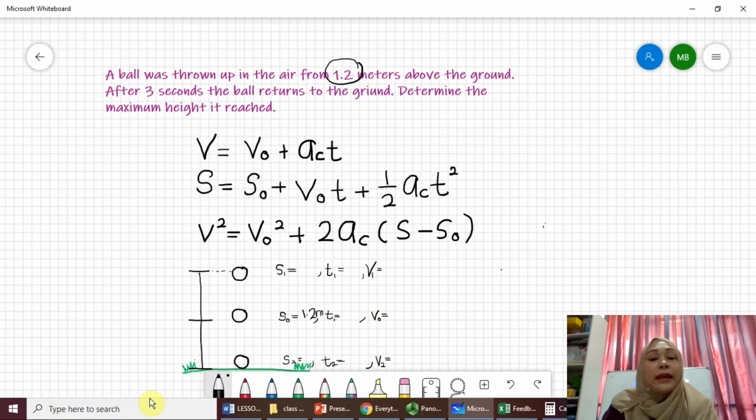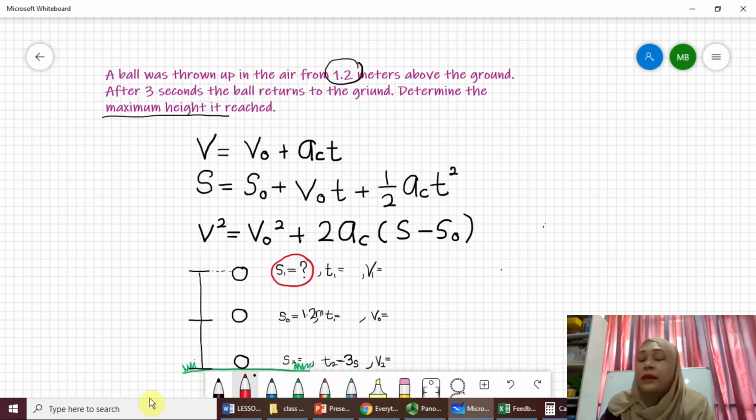Then it reached a maximum height, and due to gravity it falls back down to the ground after 3 seconds. So after 3 seconds it reached back to the ground. So the question is, what is the maximum height it reached? So this is our main focus of the question. We want to find the maximum height it reached.